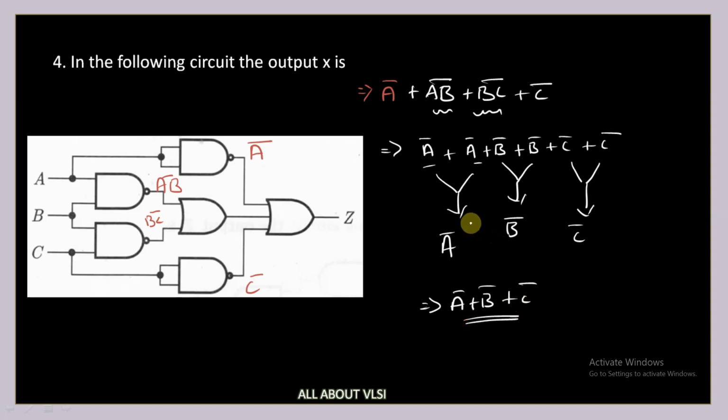Is everyone getting the same one? Any different answers? Please check this: A bar plus B bar plus C bar. And I will also get one more answer, which is nothing but (ABC) whole bar. So I will have two answers. Please confirm, is it clear? If there is a multiple choice question, you might choose both options.